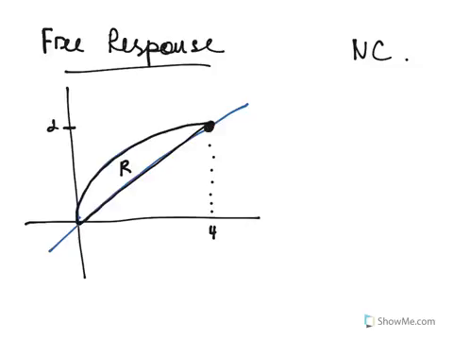Free response, no calculator section. It says this region is bounded by y equals square root of x and y equals 1/2 x. Perfect. Now, part A. Part A says find the area of this region. So it's upper minus lower.